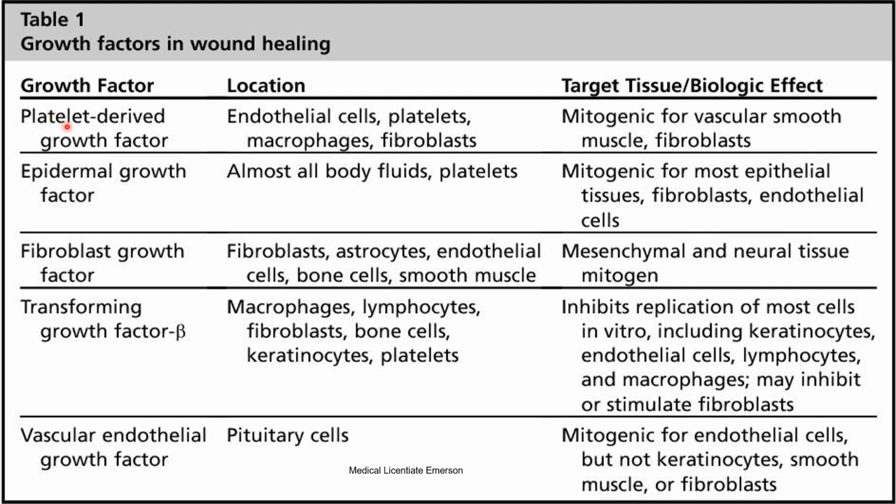We have growth factors such as platelet derived growth factor, epidermal growth factor, fibroblast growth factor, transforming growth factor beta, vascular endothelial growth factor, which is usually abbreviated as VEGF. Its location is in the pituitary cells. The target tissue biological effects are mitogenic for endothelial cells but not keratinocytes, and of course smooth muscles or fibroblasts. So let's move now.